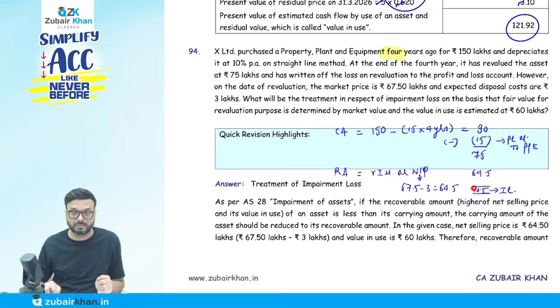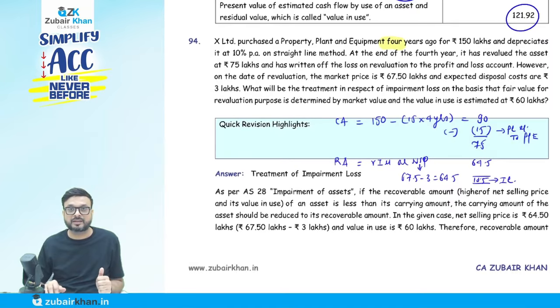64.5 is the recoverable amount, and 75 is the carrying amount. The carrying amount is more than the recoverable amount, so we have an impairment loss of 10.5. 75 minus 64.5 comes to 10.5. Simple.